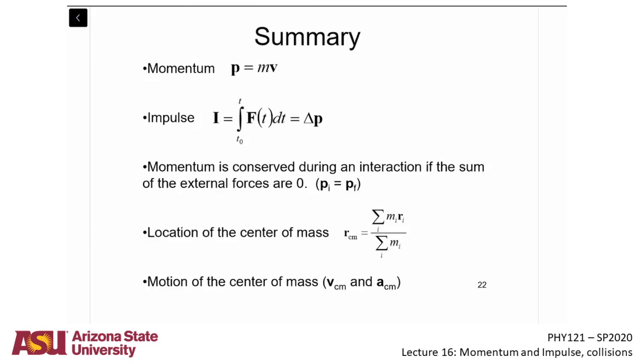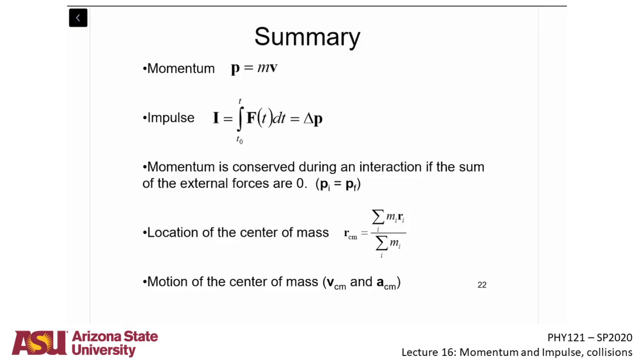So I'd like to stop here and summarize. The momentum is a vector quantity. It's given by the mass times the velocity. The impulse is the integral of the force over time, and you can show that this is equal to the change in the momentum of a particle. Okay? So if you integrate the force over distance, you find the work done on a particle. If you integrate the force over time, you find the change in momentum of the particle.